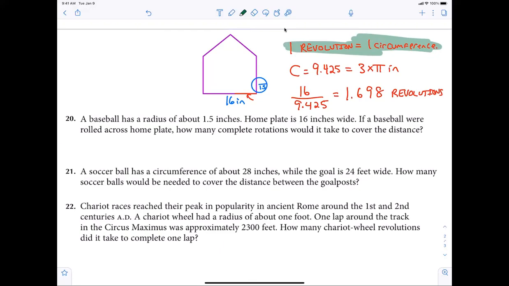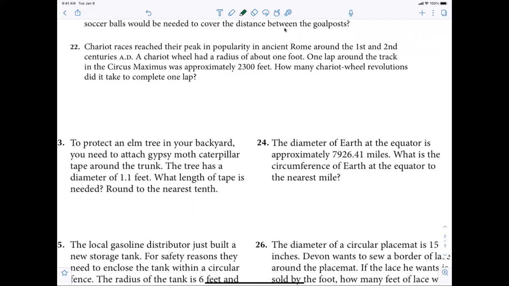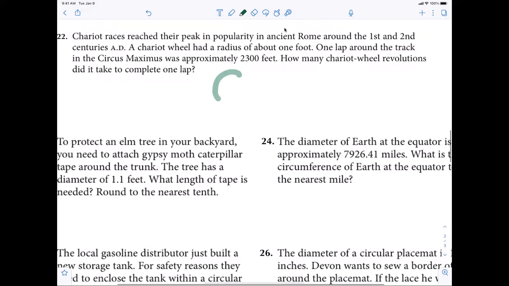All right, so that brings me back up top. So 22, you get to read. Ethan, go. Okay, so everybody's going to draw a circle. And this is the wheel of the chariot. And what does it say about the radius? Yes, it's 1 foot. So everybody's drawing a circle with a radius of 1 foot.